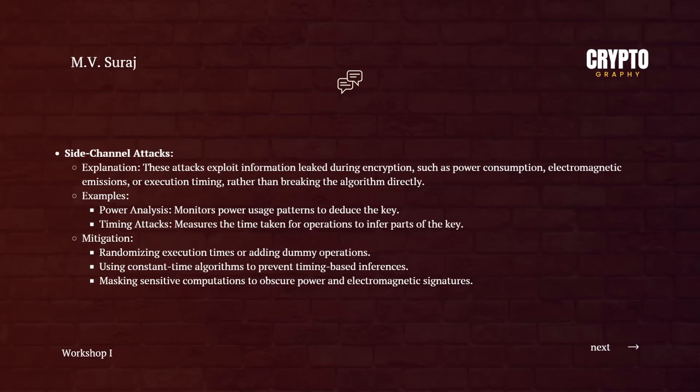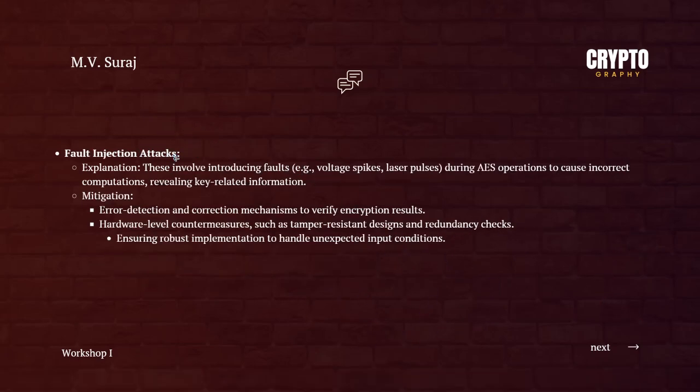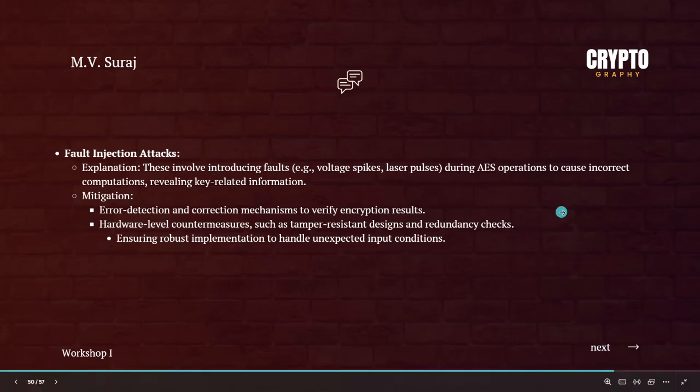To mitigate this, randomize execution times or add dummy operations, use constant time algorithms to prevent time-based inferences, and mask sensitive computation to obscure power and electromagnetic signatures. And we have fault injection attacks. This is another type of attack. Explanation: these involve introducing false voltage spikes or laser pulses during AES encryption operations to cause incorrect computations, revealing key related information. To mitigate this, we have error detection and correction mechanisms to verify encryption results, hardware level countermeasures such as tamper resistant designs and redundancy checks, ensuring robust implementations to handle unexpected input conditions.